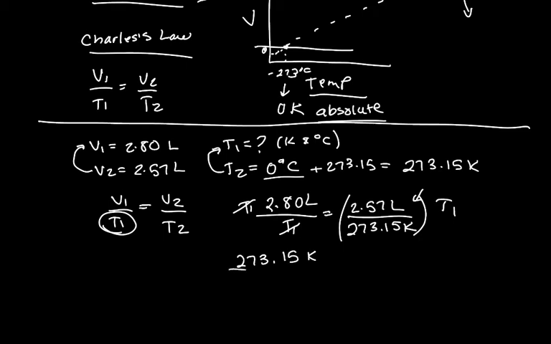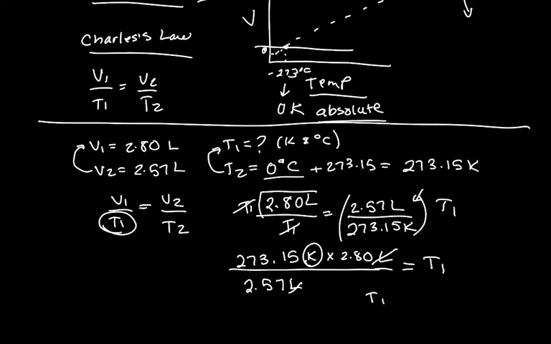Okay, so the reciprocal of that number is 273.15 Kelvin over 2.57 liters. And then don't forget though that this number is here on the top, so this is times 2.80 liters. Okay, and this is your T1. You see how your liters cancel out and you're left with Kelvin? Let's plug that in to see what our T1 is in Kelvin.